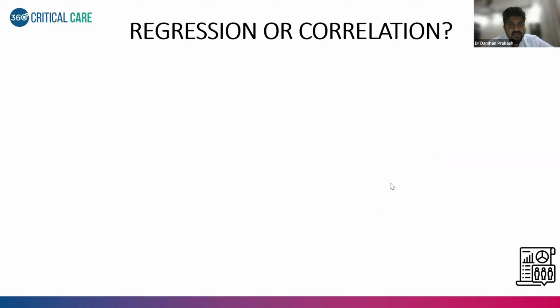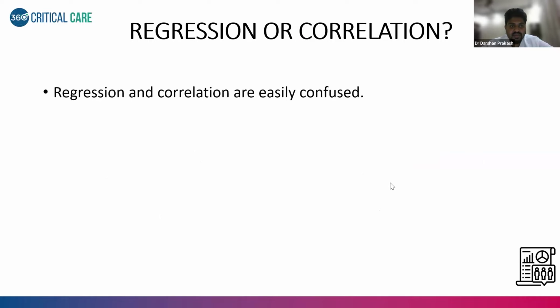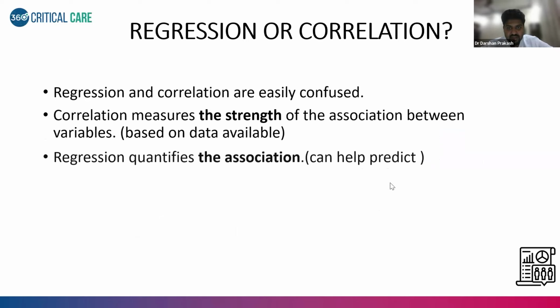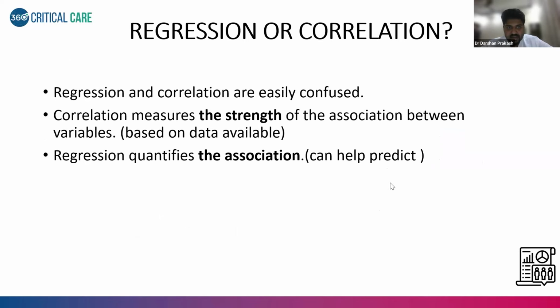What does regression tell us? What does correlation tell us? Regression and correlation are easily confused, right? So correlation usually measures the strength of the association between the variables. It is usually based on the data which is already available. It just tells us the strength of association between the variables, whereas regression helps us quantify the association. So based on whatever data is available, you make a correlation, and regression will help us quantify that association.